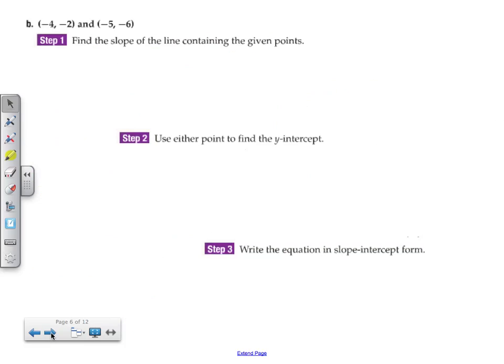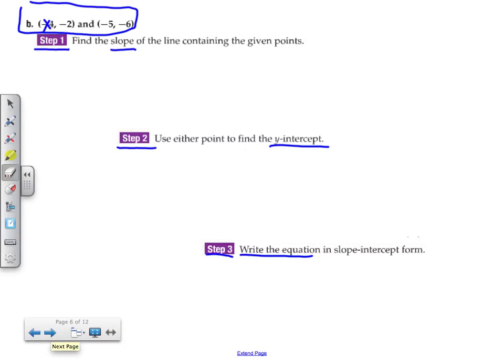All right, let's try one more. Remember, it doesn't matter which point you use. And also remember, we're going to do 3 steps in these problems. We're going to find the slope, find the y-intercept, and then write the equation. All right, here are our points up at the top of the page. Let's find the slope first. I'm going to move that down. Sorry, guys. We have (-4, -2), so that's x1, y1, and we have (-5, -6).